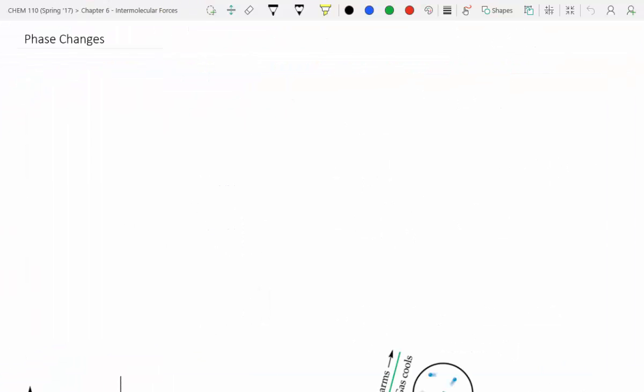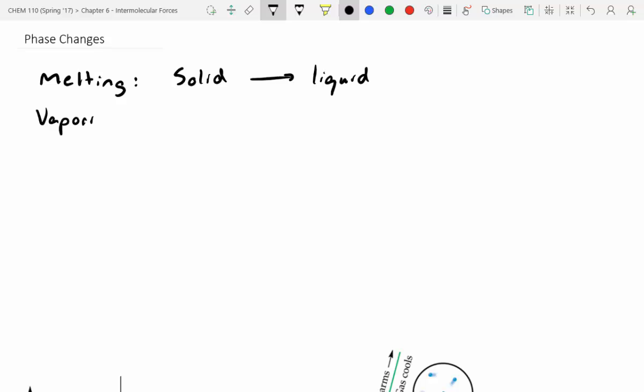And so let's talk about those changes. These are referred to as phase changes, anytime you convert from a solid to a liquid or a liquid to a gas or things like that. So melting is a pretty easy one to define. Melting is a phase change. What happens when something melts? Yeah, solid to liquid. And then we have vaporization. What happens with vaporization? Liquid to a gas. So you're making vapor.